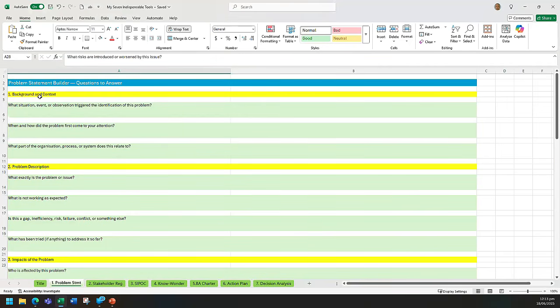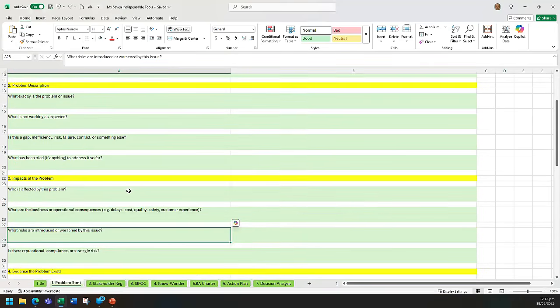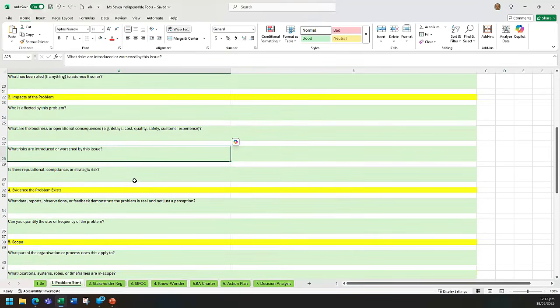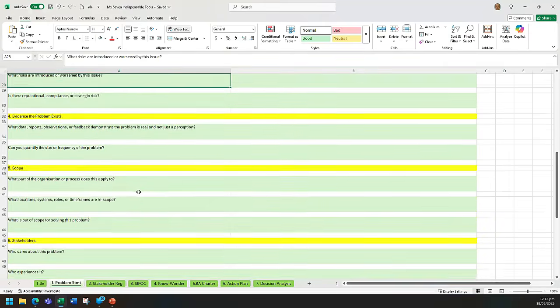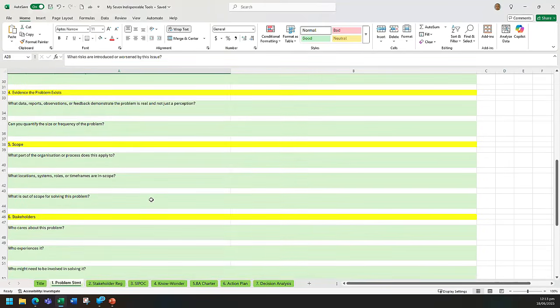So there's different sections. There's background and context. There's a problem description. There's impacts of the problem. There's evidence that the problem exists. There's the scope and the stakeholders, so who cares about it, and then the desired outcomes. And then what I do once we've answered that, and just to be clear, I wouldn't necessarily answer every one of those questions every time. It may depend on the project, but I will go through and I'll choose which ones of those that I think are relevant for the particular project or problem that I'm working on.